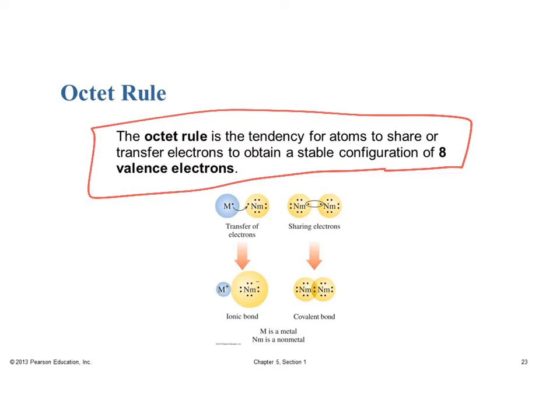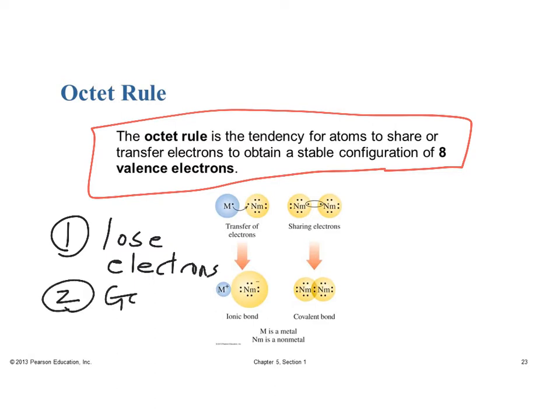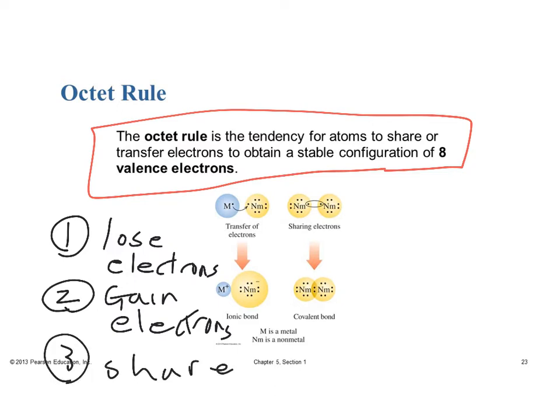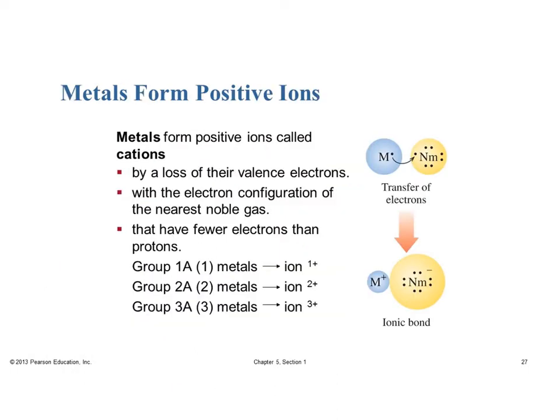So in order to get 8 electrons, atoms can do 3 things. They can lose electrons to get 8, they can gain electrons to get to 8, or they can share electrons to get to 8. Any of those are acceptable ways to obey the octet rule.